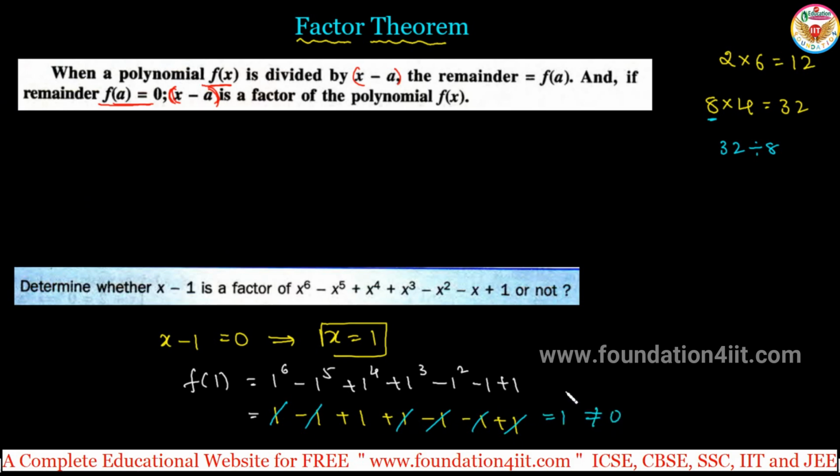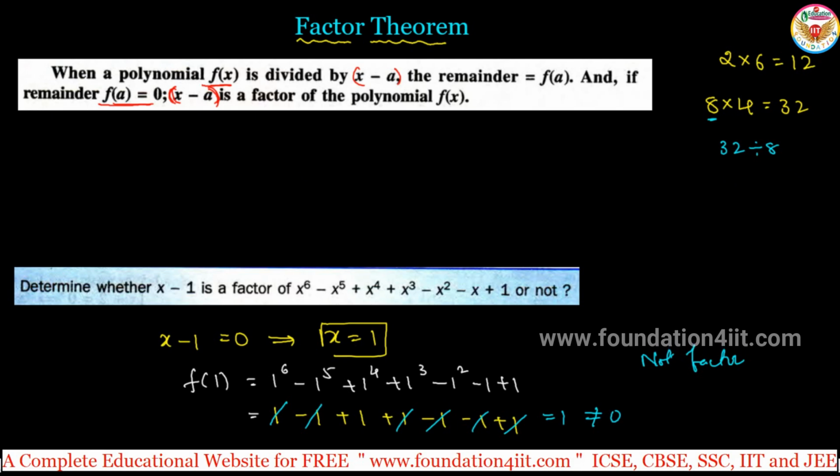So this is non-zero. It's not equal to 0. That means x minus 1 is not a factor of this. So it's not a factor. As per the factor theorem, if the remainder is 0, then only x minus a is a factor. So the remainder is not 0. Therefore x minus 1 is not a factor. Let us see the concepts in this more.